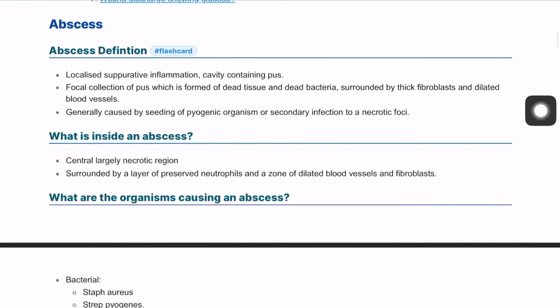You have a few questions on the abscess, but before that, an abscess is a localized collection of pus, or localized suppurative inflammation, or a cavity that has pus inside it. So what happens in an abscess is, let's say this is a soft tissue, and a bacteria or a bug comes and invades this soft tissue, and it will lead to formation of dead tissue in there, which is then surrounded by fibroblasts. So this is what is called an abscess.